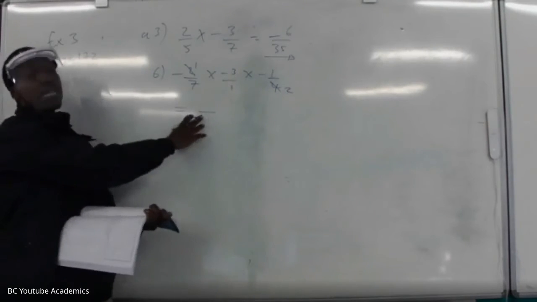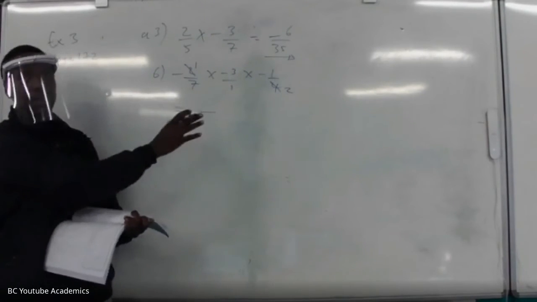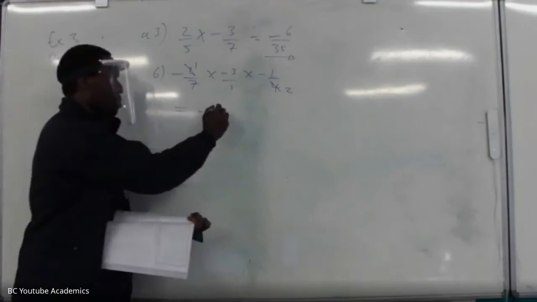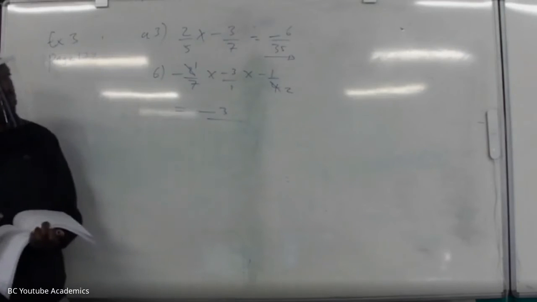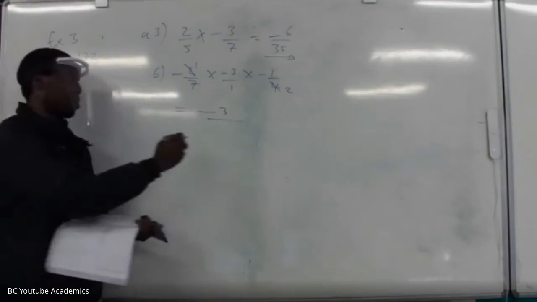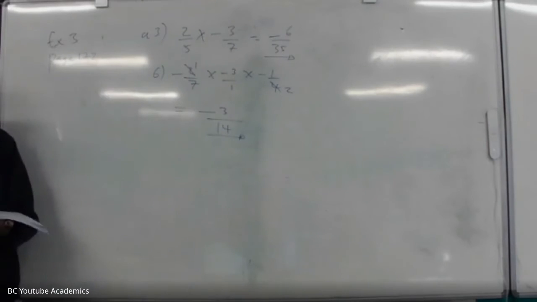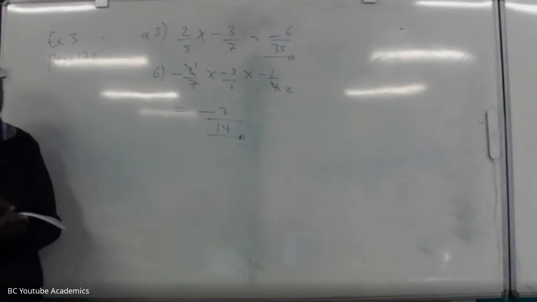Okay, now we can multiply the numbers. Remember, we already dealt with the sign. Now we just focus on the numbers. 1 times 3 times 1 is 3. Right. And then at the bottom, 7 times 1 times 2 is 14. There you are. Okay, that's straightforward. I'll look at one more example, number 9.